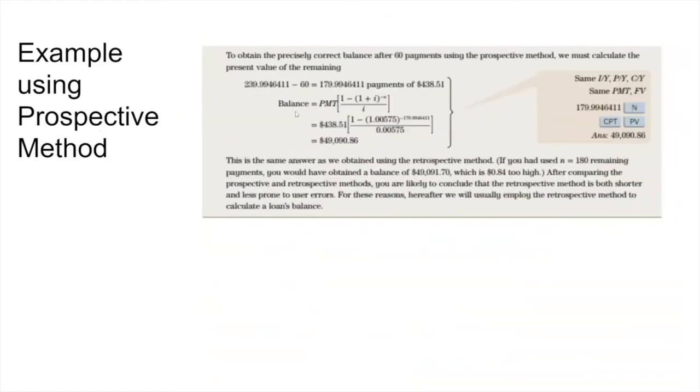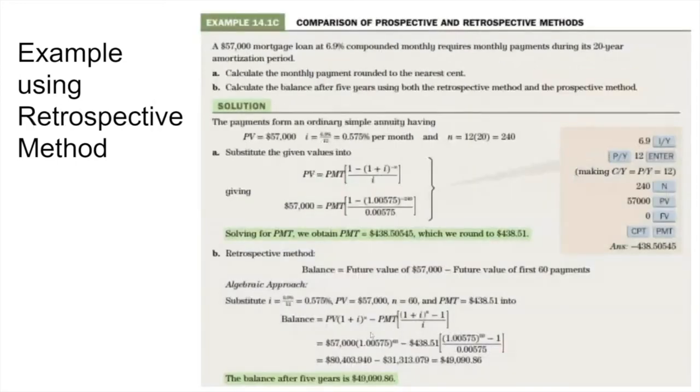Using the prospective method, and keep in mind now when we think about the prospective method, what we're looking for is just a simple calculation here where we're going to take all of the payments that are made after the 60th payment and bring them back to find the present value of them. So we use this formula right here. We plug the numbers into that formula, and we get $49,090. Notice, same.